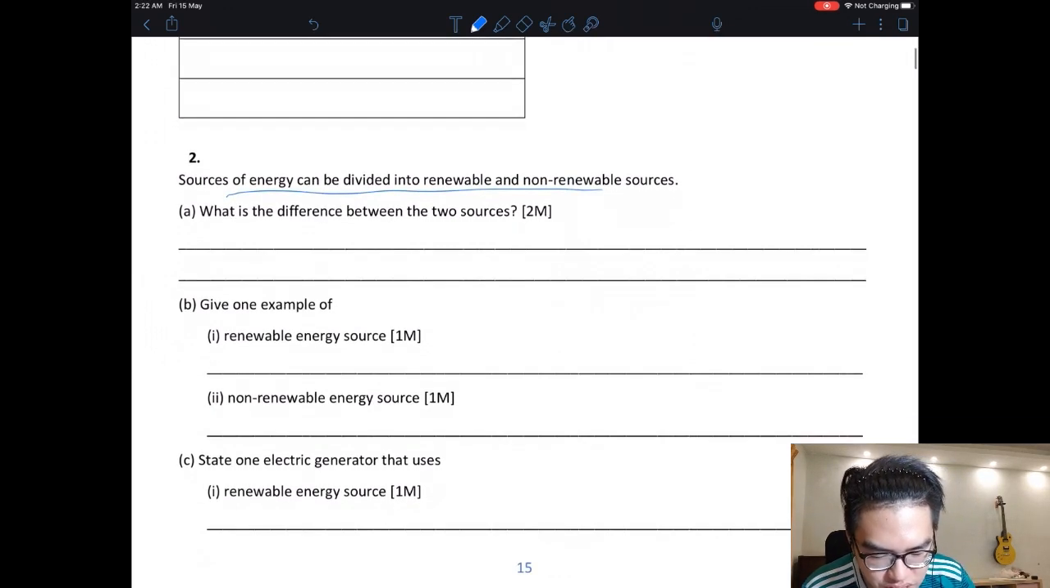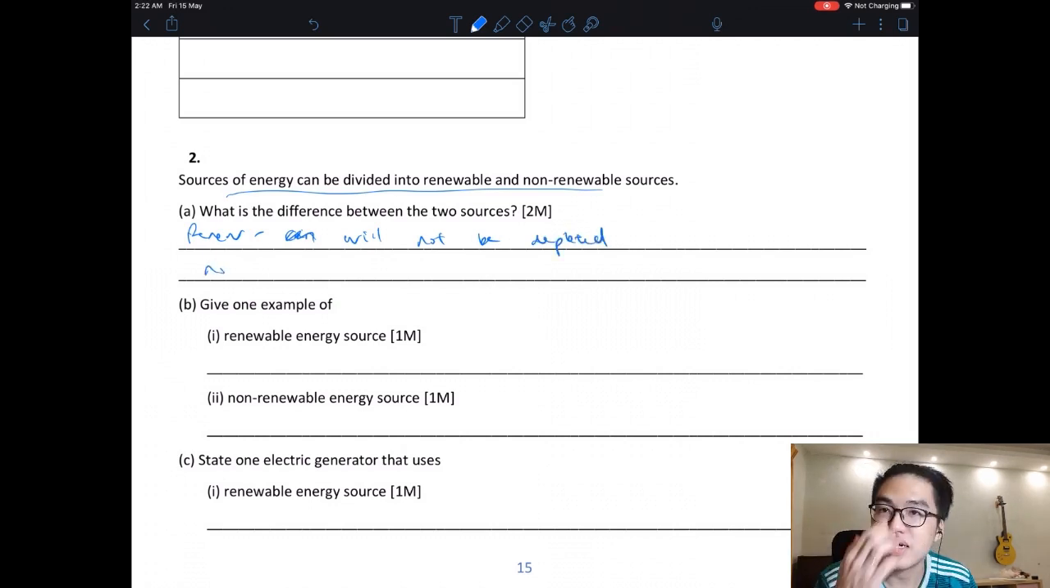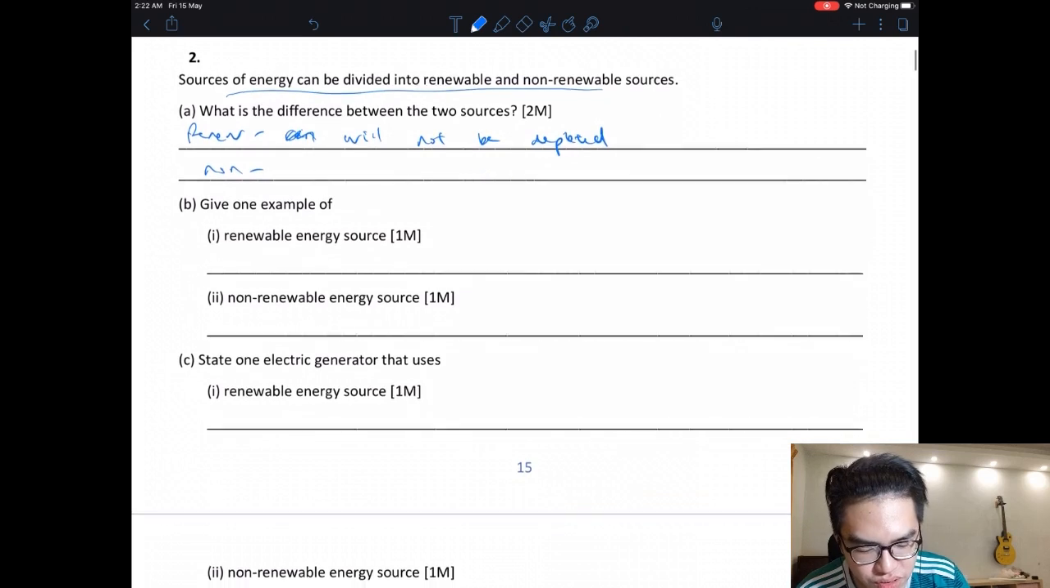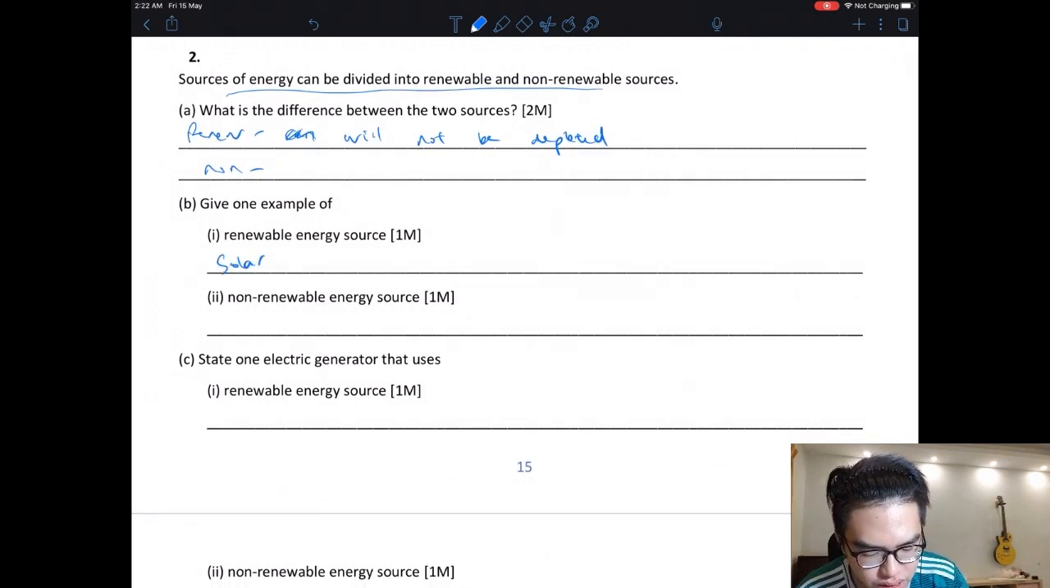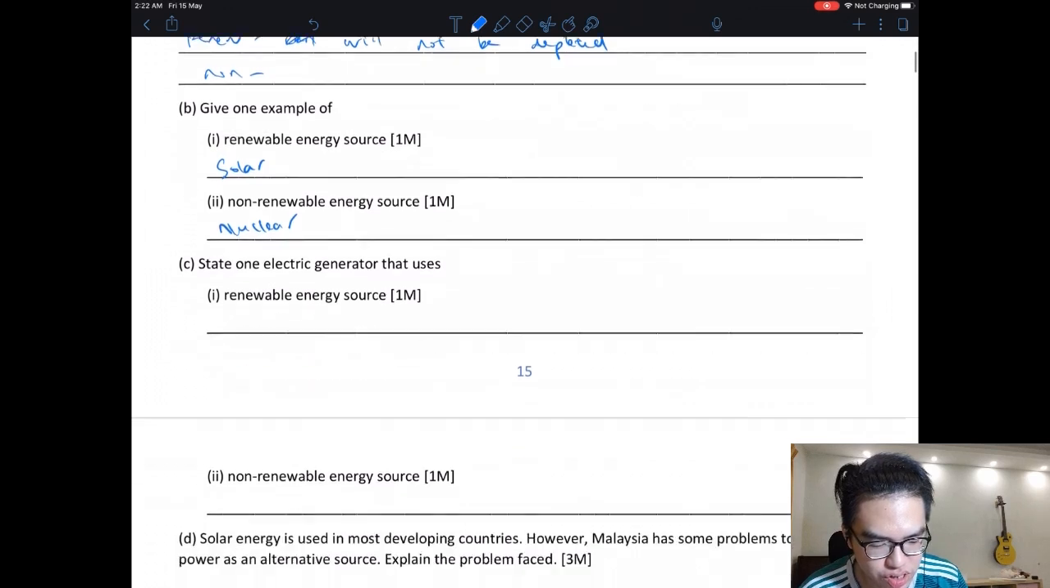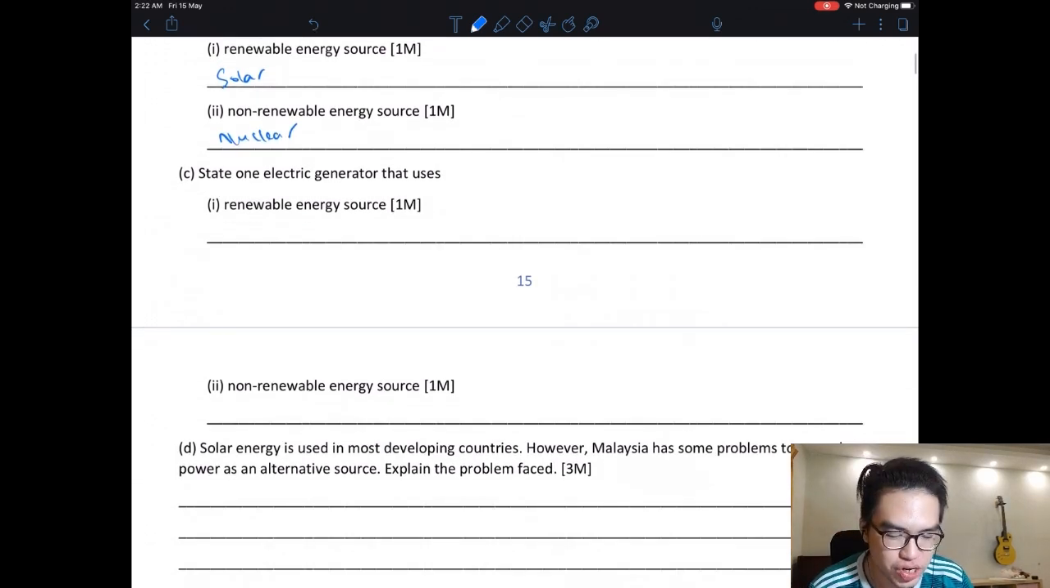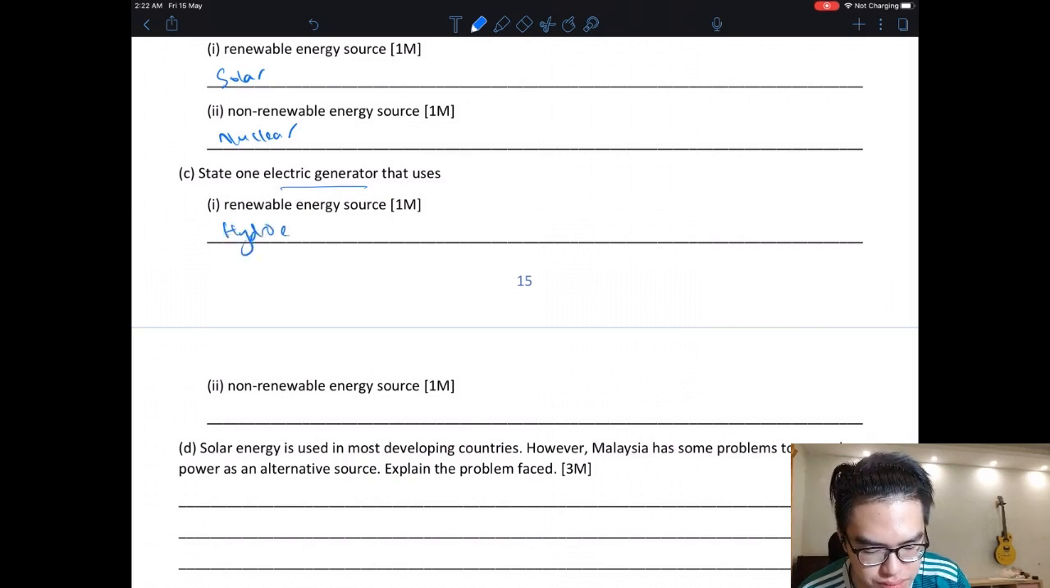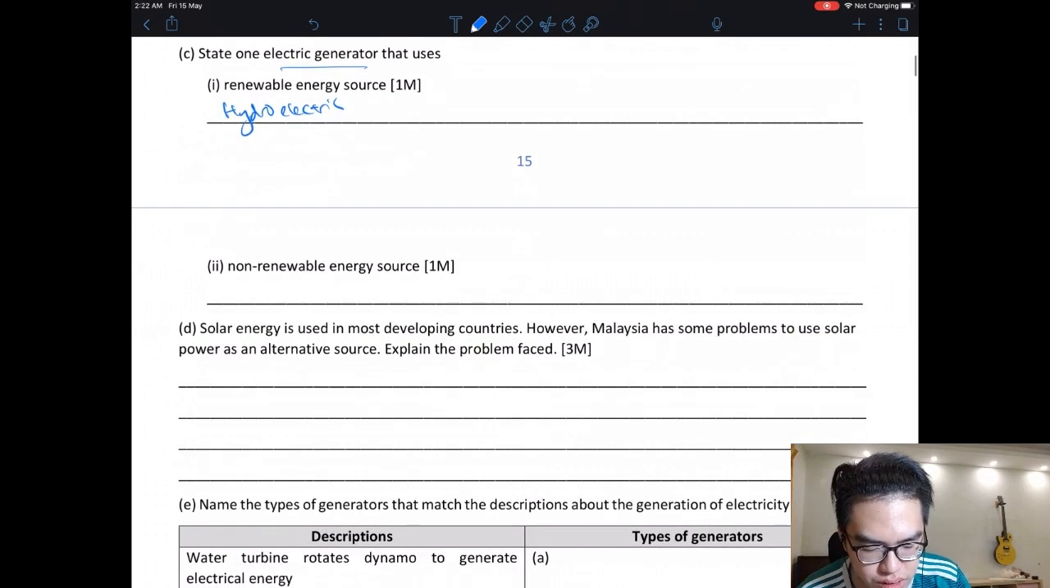What's the difference? Renewable, we can say, will not be depleted. Of course, it can be depleted, lah. Write it yourself. One example of renewable is solar. Non-renewable: nuclear. State one electricity generator that uses renewable. They want the generator, so who uses renewable? Hydroelectric. Non-renewable: nuclear power plant. Or say thermal.